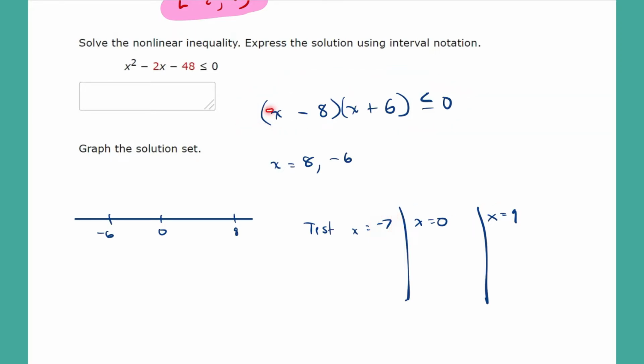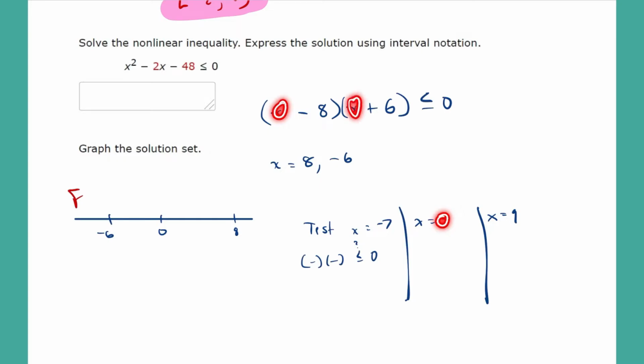So if I plug in negative 7, that's going to be negative 15. And if I plug in negative 7 here, I get a negative 1. So that's a negative times a negative. Is that less than or equal to 0? No, because a positive is not less than or equal to 0. So that would be false. I'm going to put an F to indicate that it's false. Let's do that to the next point.